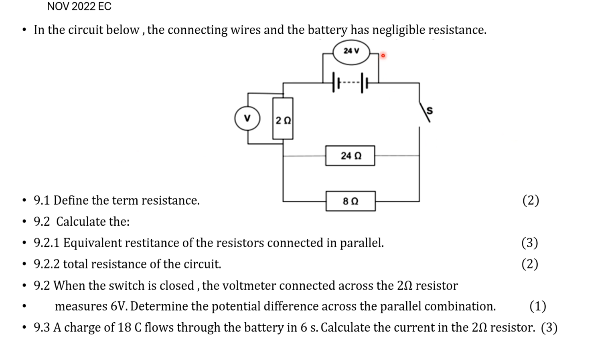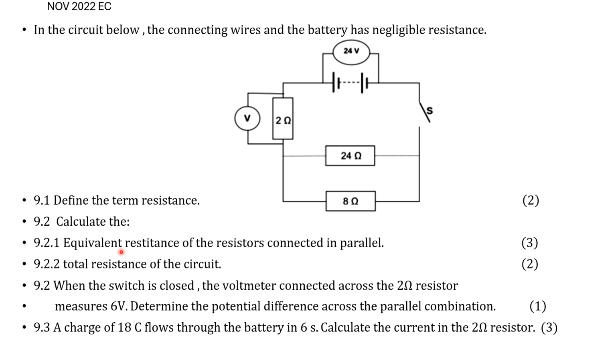Okay, they gave us a circuit. The total voltage of the circuit there is 24 volts over my cells, batteries. There we have a 2 ohm resistor that's connected in series. And we have 24 and 8 ohms connected in parallel, and we have switch S that is open. Alright, 9.1, define the term resistance.